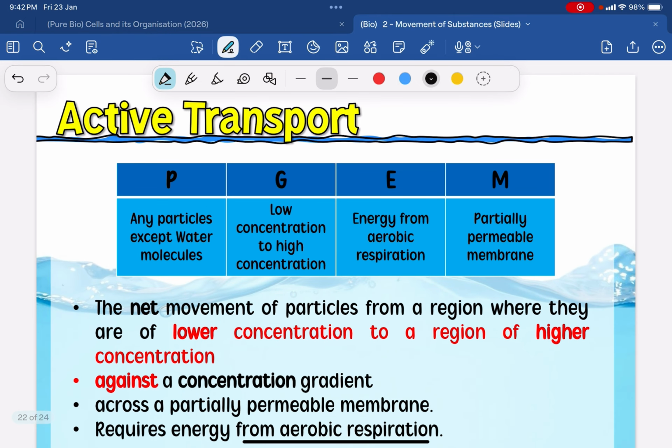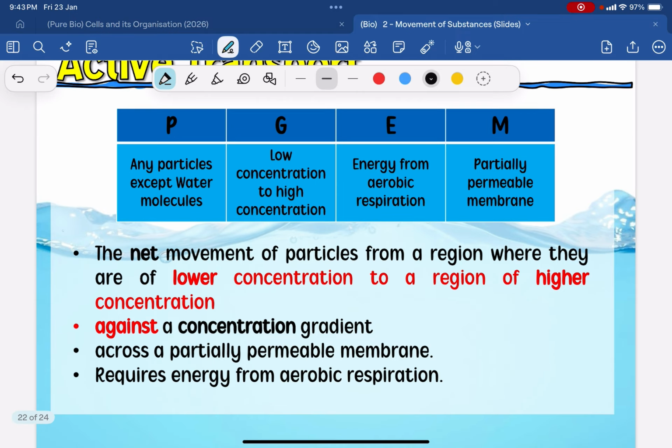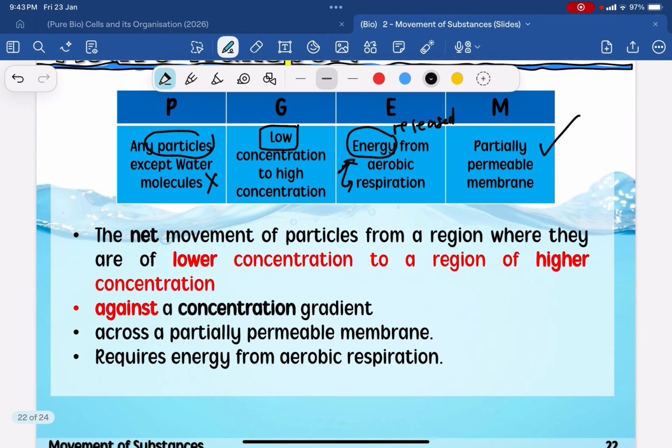Finally, the last process of today is active transport. It's a very new process to you, and the PGEM involved will be these. Please remember, no water molecule must be involved here. Any other particles can use active transport. It is reversed. Instead of high to low, it is low concentration to a high concentration. Energy is released from aerobic respiration. These two must be stated together, please. And you definitely need a partially permeable membrane.